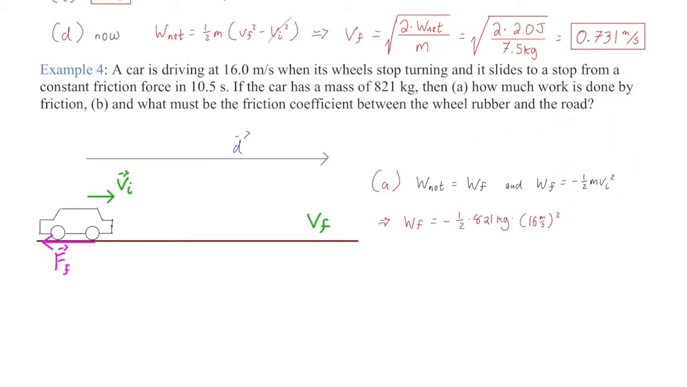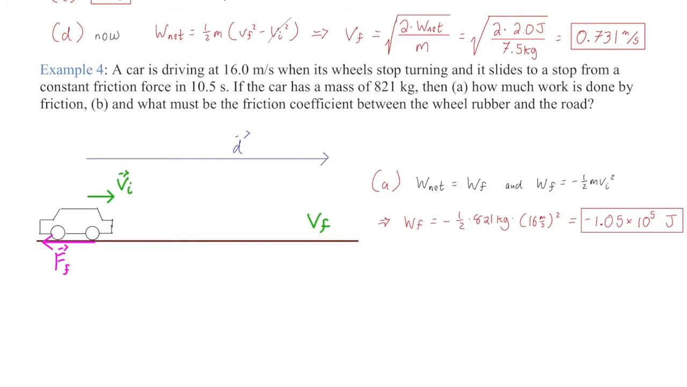So then I just go ahead and write this out. So we have a work of friction equals negative 1/2 times mass, 821 kilograms, times initial velocity, 16 meters per second, squared, okay? And so that tells me that the work of friction is negative 1.05 times 10 to the 5 joules, okay? So that's great, because then we see that the negative just comes naturally from the work kinetic energy theorem. Now the negative also comes from the fact that the friction force vector, I should say, is anti-parallel to the displacement vector.